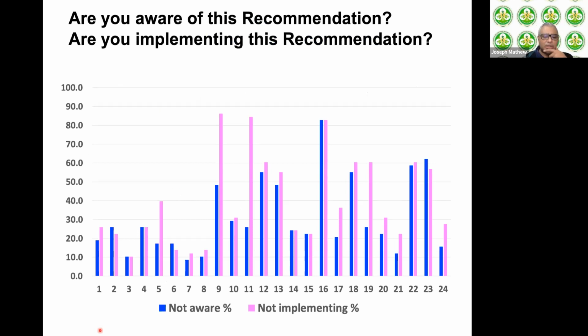So out of these 24 recommendations, which are shown on the x-axis here, at the base, I'm not listing the recommendation, but these are 24 recommendations from the RecMap. We asked a simple question: are you aware of these recommendations? And the proportion of people who are not aware at all is shown in these blue bars. So for some recommendations, it was as low as 10% of the physicians or clinicians. For some, it was as much as 80%.